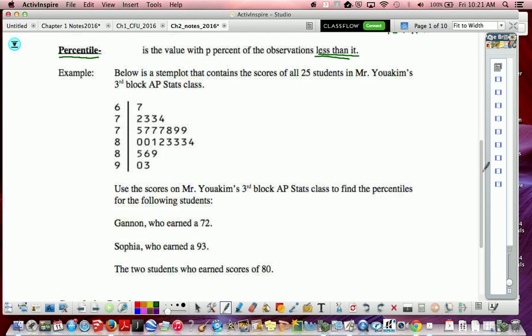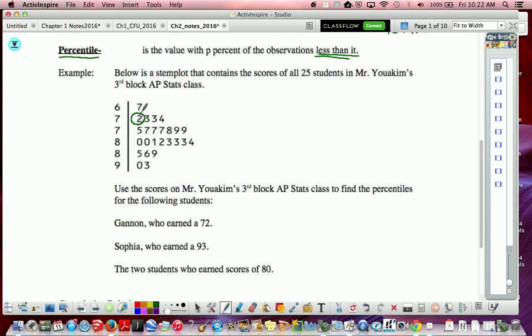in the example, just to give you some practice, below is a stem plot, a graph that we've seen before in Chapter 1 that contains the score of all 25 students in Mr. Joachim's third block AP Stats class. How does he get a class size of 25? I don't know. So, it says use the scores on Mr. Joachim's third block AP Stats class to find the percentiles for the following students. Gannon, who earned a 72. Wow, I wonder what that is.